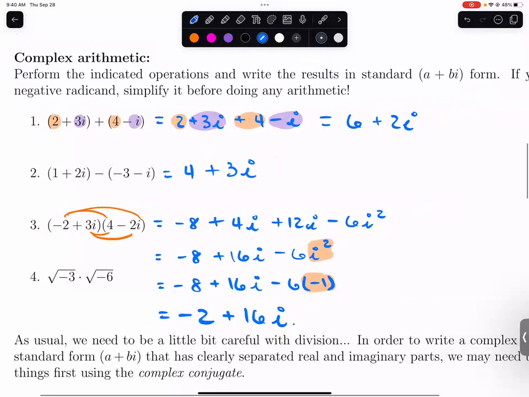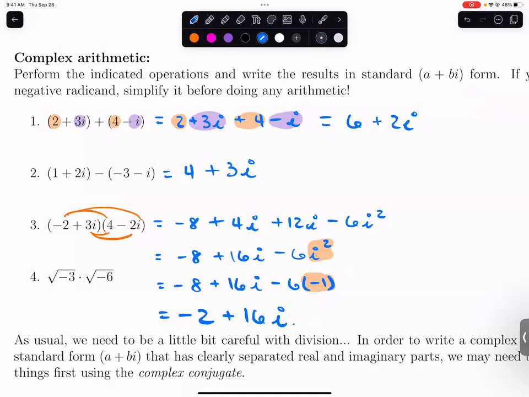And look at the directions there. Write the results in standard a plus bi form. Your answer to a complex arithmetic problem should be a complex number, which means it's got at most a real part and an imaginary part, right? It's possible that only one of those shows up or both, but I can't leave i squared, I can't leave i cubed, I can't leave i to the 37th because I can reduce those out, right? We are figuring out how to deal with those.